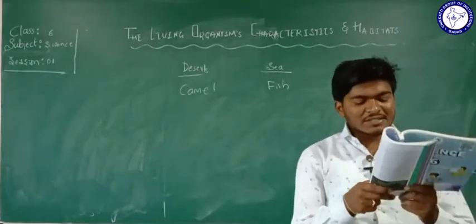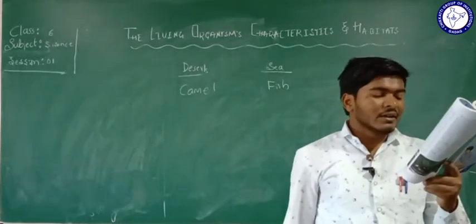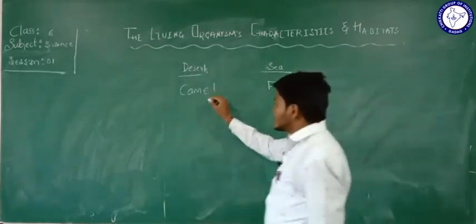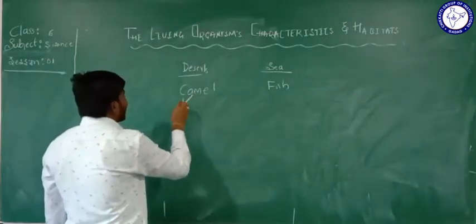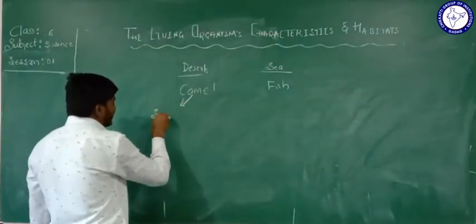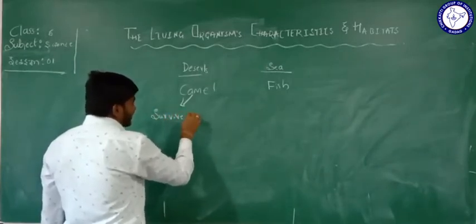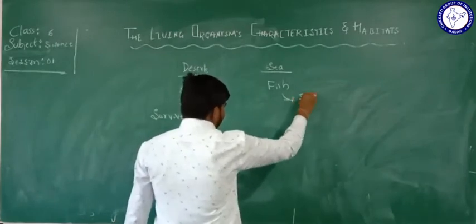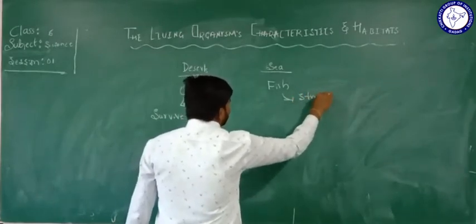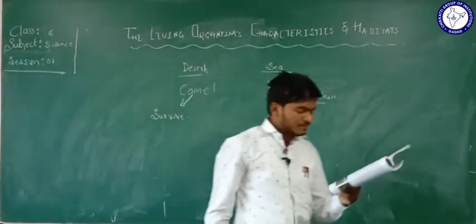The body structure of the camel helps it to survive in desert conditions. See, the body structure is what we have to discuss here. The body structure of the camel is helpful to survive and live in the deserts. And the body structure of the fish helps it to survive inside the water.